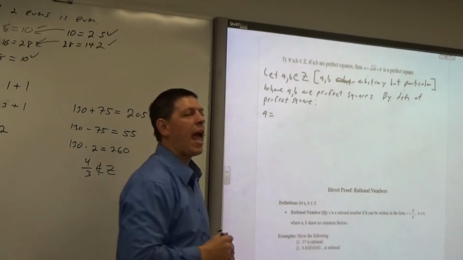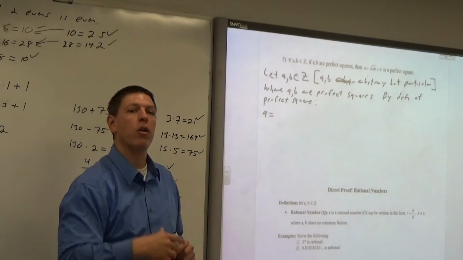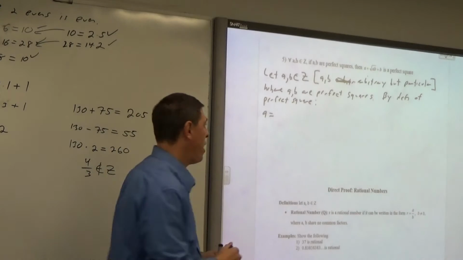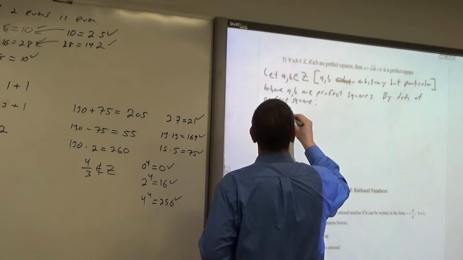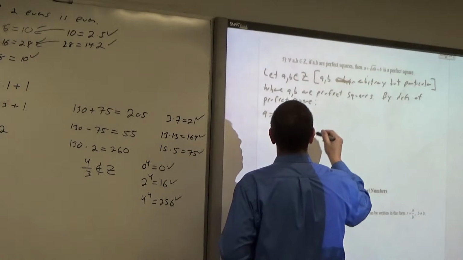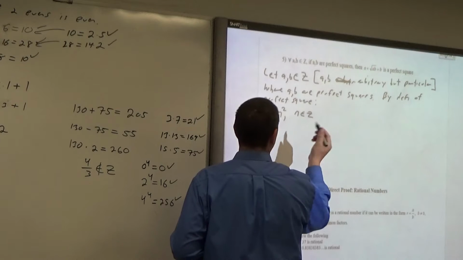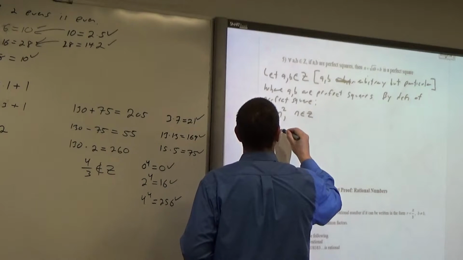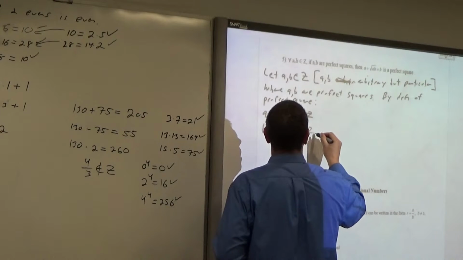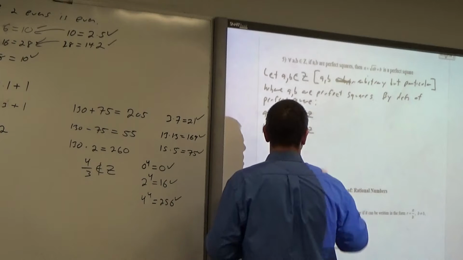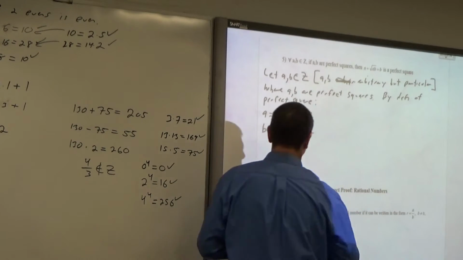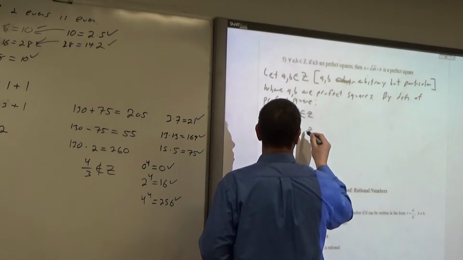So what can we say A is equal to by definition of perfect square? Square root of A. N squared, K squared, whatever you want to do. So let's say A is equal to N squared, where N is an integer, right guys? And B is equal to another integer squared. Let's say M squared, K squared, doesn't matter, as long as it's different. Okay, so that's how we're going to start this out. Let's try this again. There we go.